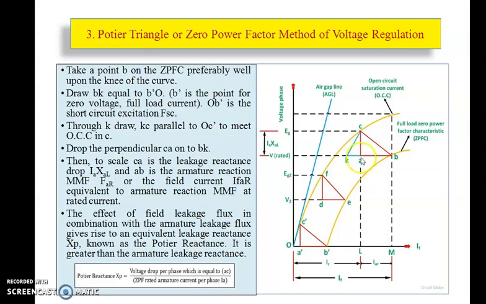Okay, so synchronous impedance or synchronous reactance. The effect of field leakage flux in the combination with the armature leakage flux gives rise to equivalent leakage reactance XP, known as a Potier triangle. It is greater than the Potier armature leakage reactance. So Potier triangle reactance XP equals voltage drop per phase, which is equal to AC divided by I power factor.